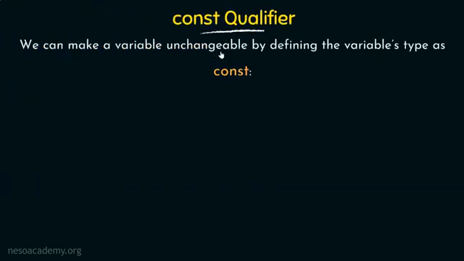We can make a variable unchangeable by defining the variable's type as const. This is how we can make a variable unchangeable. We can define it by using the type const. So we will specify const before the variable name, and that will specify that it is a constant. This const qualifier will tell the compiler that this variable is a constant and it should never change. And if we try to change it, it will throw an error.